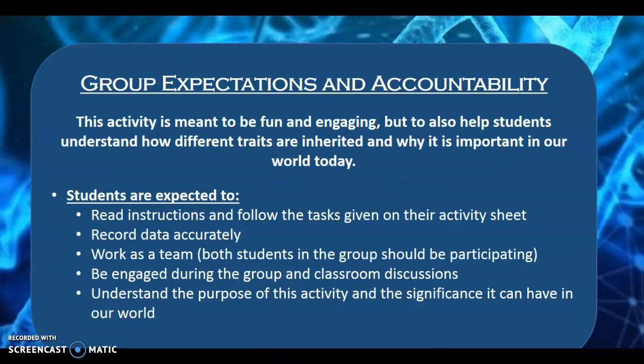So some group expectations and accountability I have for them is this activity is meant to be fun and engaging, but also it's to help students understand how different traits are inherited and why it's so important in our world today. So I expect students to read the instructions and to follow the tasks given on their activity sheets, record the data accurately, work as a team. So in other words, both students in the group should be participating. Not just one should be doing all the work. Be engaged during the group and classroom discussions, and understand the purpose of this activity and the significance it can have in our world.